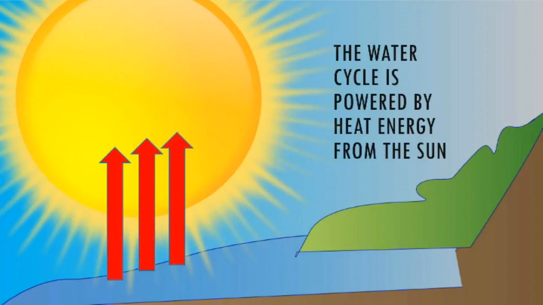The sun is a critical part of our water cycle. The water cycle is powered by heat energy from the sun.